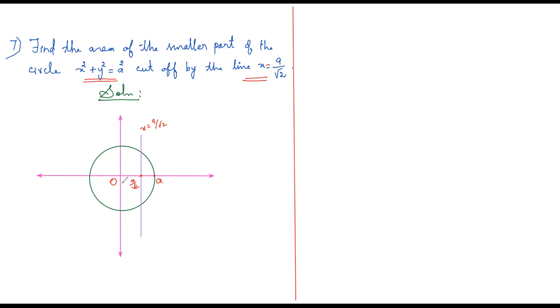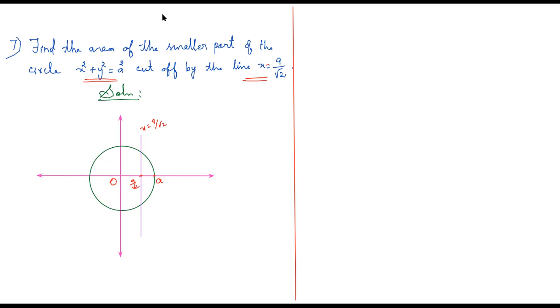So you read the question: find the area of the smaller part of the circle x square plus y square equal to a square, cut off by the line x equal to a by root 2. So x equal to a by root 2 cuts the circle into 2, right? This is the left half, the bigger one, and this is the smaller part cut off by the line. The circle is cut into 2 parts, but we want to find that of the smaller part.